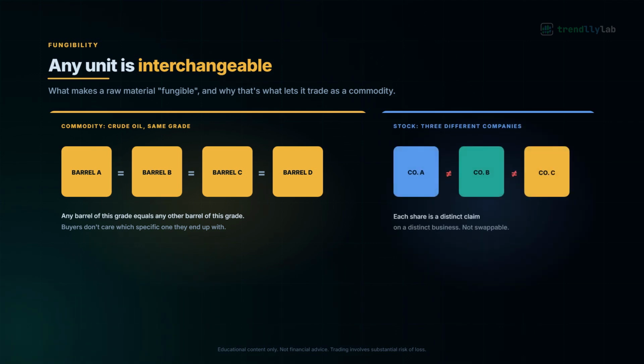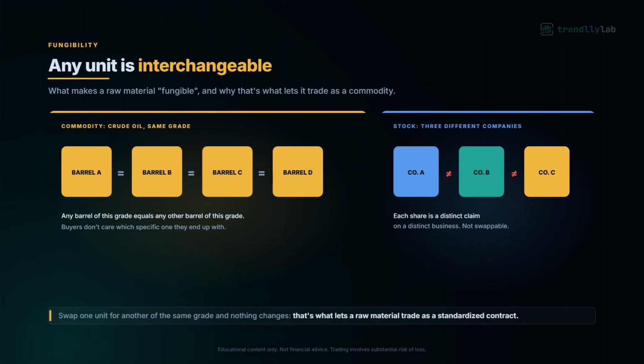Now compare a stock across three different companies. Company A, Company B, and Company C are not equal because each share is a distinct claim on a distinct business, and they are not swappable. Swap one unit for another of the same grade and nothing changes, and that is what lets a raw material trade at scale. A currency is closer to fungible, but a currency is a medium of exchange rather than something that gets consumed. Commodities sit in a category of their own, standardized, interchangeable, and useful, because someone eventually burns the oil, eats the wheat, or wires the copper into a building.